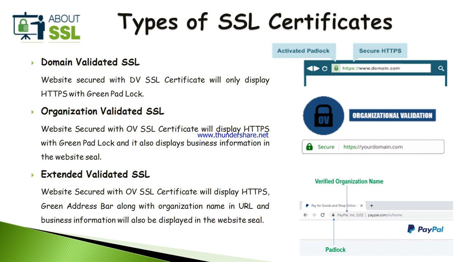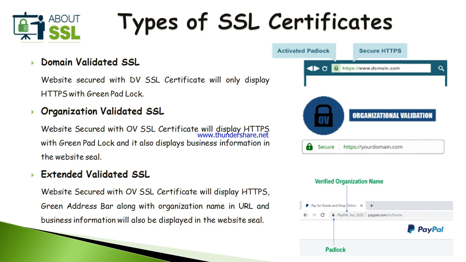The next is organization validated SSL. A website secured with an OV SSL certificate will display HTTPS with a green padlock, but after clicking on that green padlock, it will also display the information which is given in the website seal.